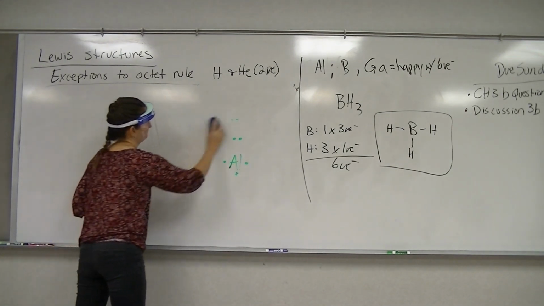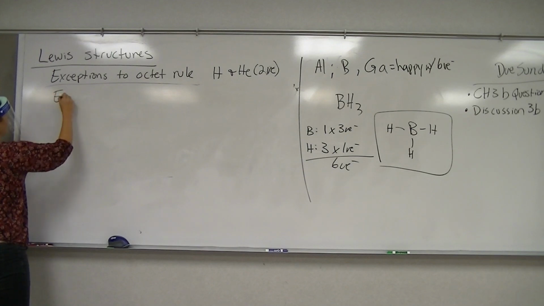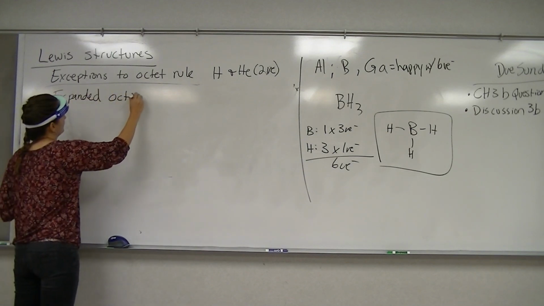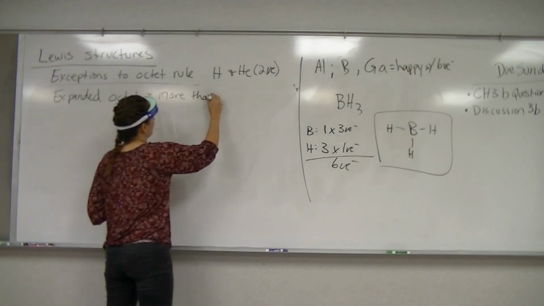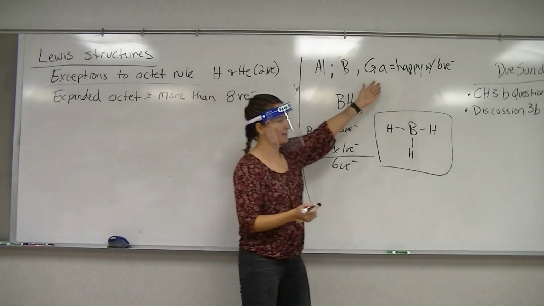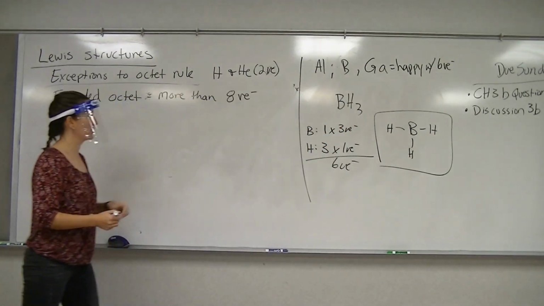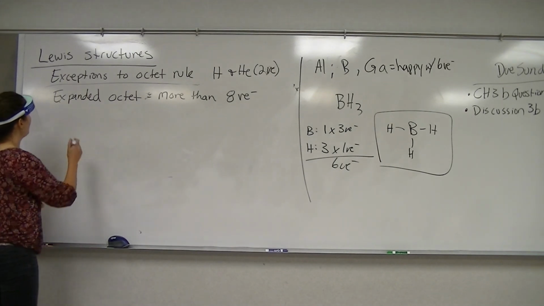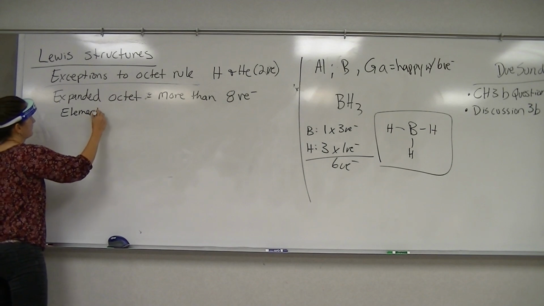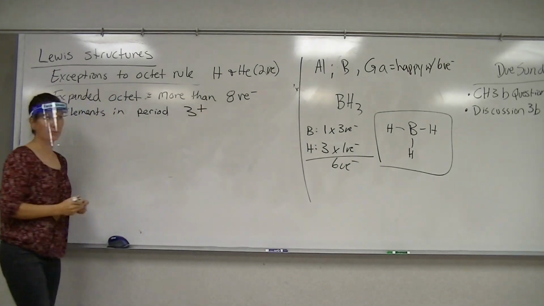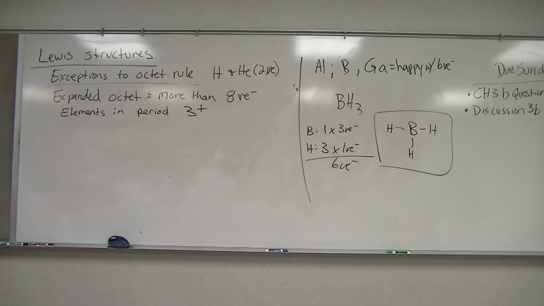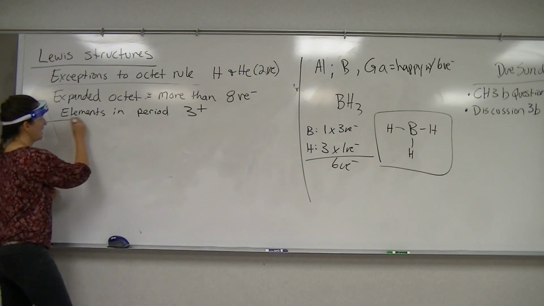There's one more exception, and that is the expanded octet. That means they can have more than 8 valence electrons. So over here we saw some that are happy with less than 8. Now we're going to look at the ones that are happy with more than 8. And this can only happen for elements in period 3 on up. Remember, periods are going across. So those principal quantum numbers, 3 on up. So I'm looking at row 3 where sodium starts, and then row 4 with potassium, row 5 all the way across like that. Okay, so let's look at an example of this.